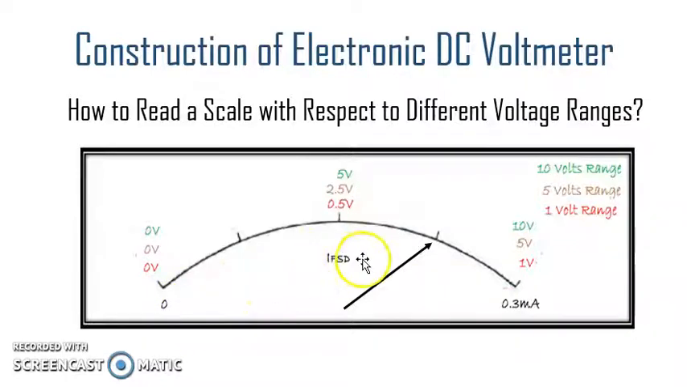The lower scale, as you can see, represents the values of current that is flowing through the PMMC. So for the maximum value of IFSD, we'll have 1 volt maximum for the 1 volt range, 5 volts maximum for the 5 volt range, and 10 volts maximum for the 10 volt range. Similarly, half of the full scale deflection current will correspond to 0.5 volts of the 1 volt range, 2.5 volts of the 5 volt range, and 5 volts for the 10 volt range.